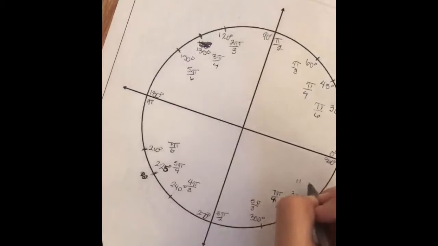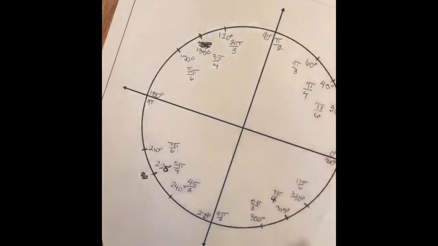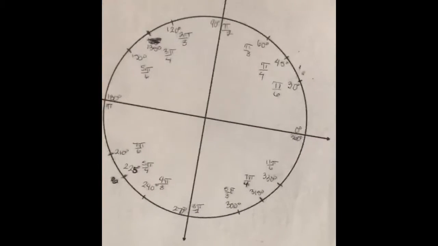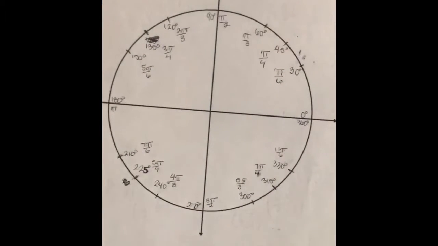For the quadrantals, 0 degrees is 0 pi, 90 degrees is pi over 2, 180 degrees is pi, 270 degrees is 3 pi over 2, and 360 degrees is 2 pi, which is the same location as 0 pi.